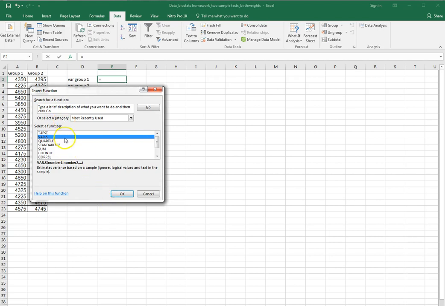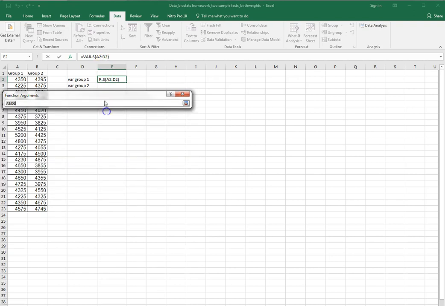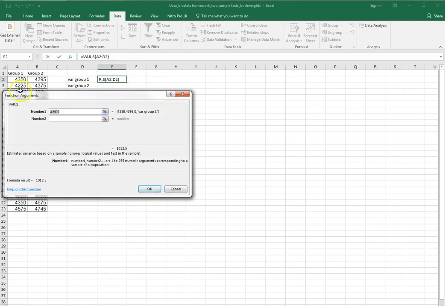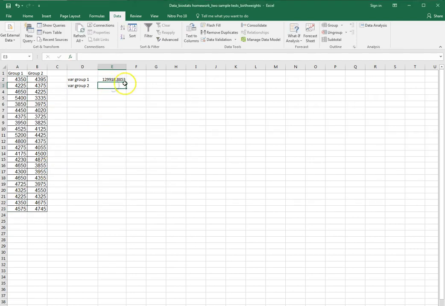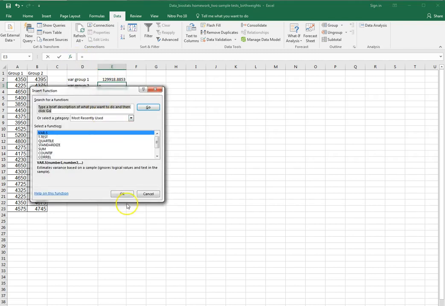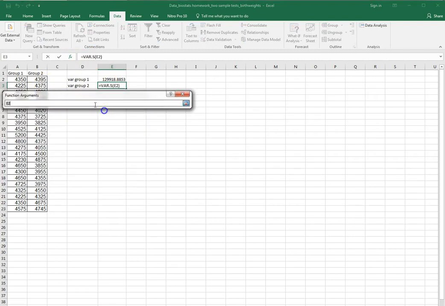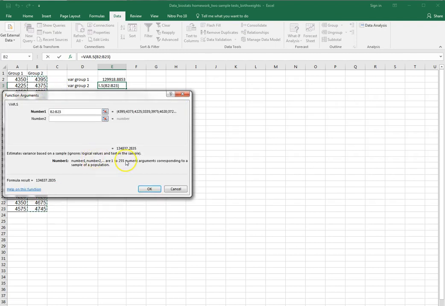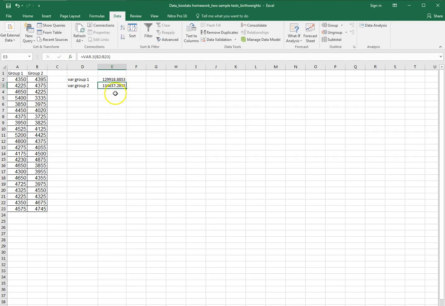And I want var.s because that tells me for my sample. Okay, and I need to tell it where that data is located. And here's my data range. And I need to do the same thing for group 2. And so my rule of thumb is if the variance of one group is not more than double the variance of the other, I would assume equal variance.